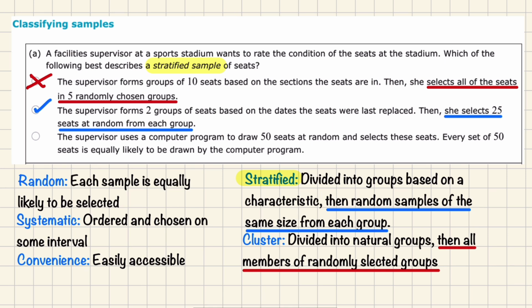But just to look at the last option, there we're told that the supervisor uses a computer program to draw 50 seats at random and selects these seats. Every set of 50 is equally likely to be drawn. Selecting at random with every seat equally likely would be random. And so for A, stratified would be that second option.